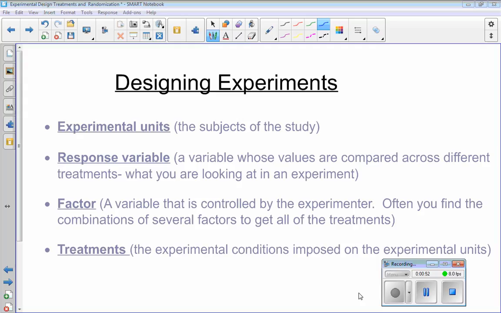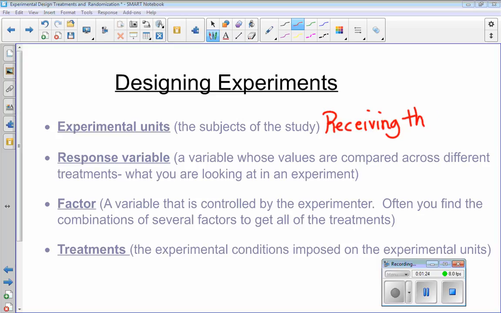The last part of data collection, the last piece, is an experiment. An experiment is another method to collect data. And here are some vocabulary terms that you're going to need to know. Oftentimes, I will call the subjects of a study the experimental units, but they are in fact the ones that are receiving the treatment, and that's pretty important.